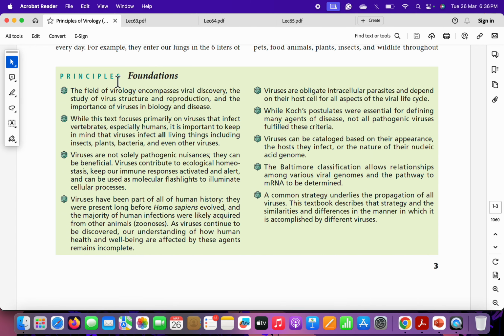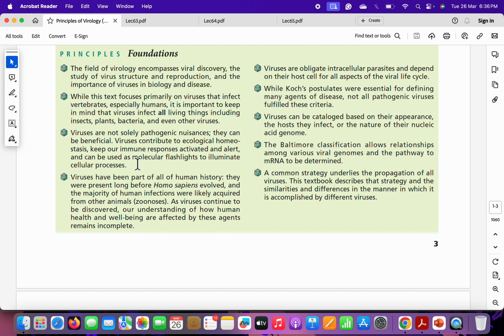If we discuss some basic important things, the field of virology encompasses viral discovery and the study of virus structure and reproduction. Viruses are not solely a pathogenic nuisance; they can be beneficial. Viruses contribute to ecological homeostasis, keep our immune responses activated and alert, and can be used as a molecular flashlight to illuminate cellular processes. Viruses have been part of all of human history. They were present long before Homo sapiens evolved, and the majority of human infections were likely acquired from other animals.